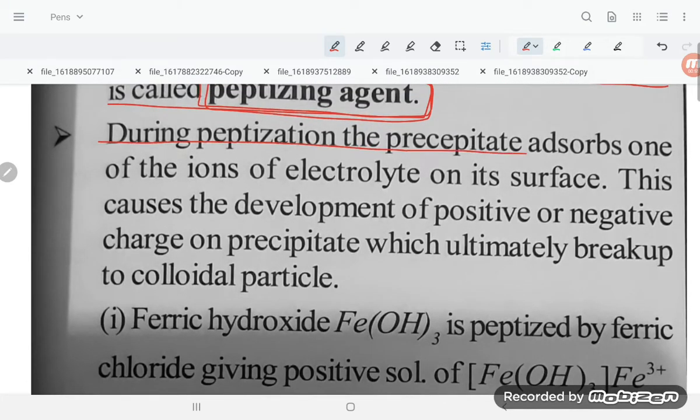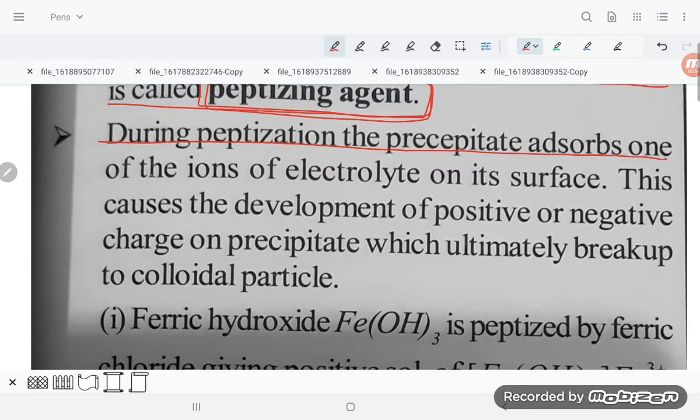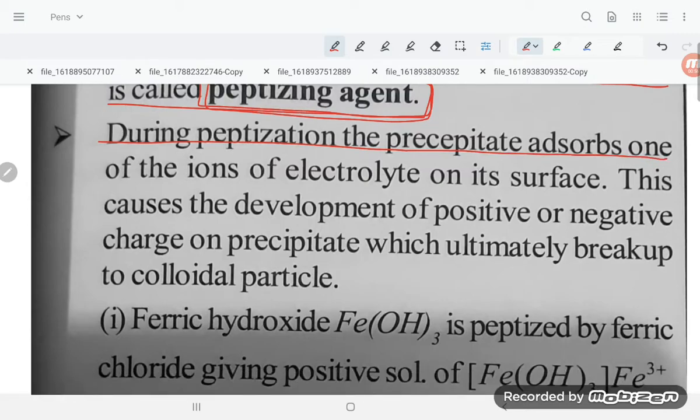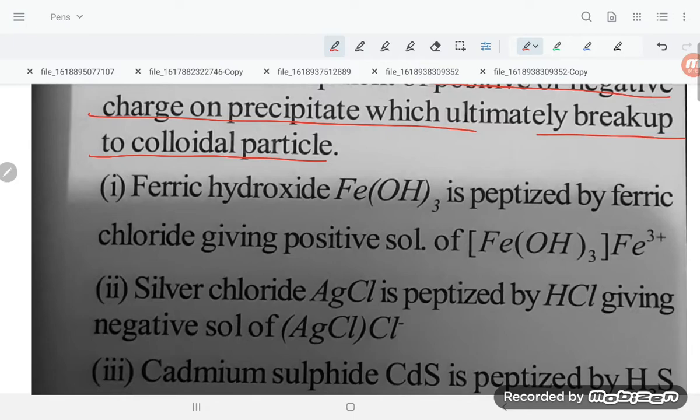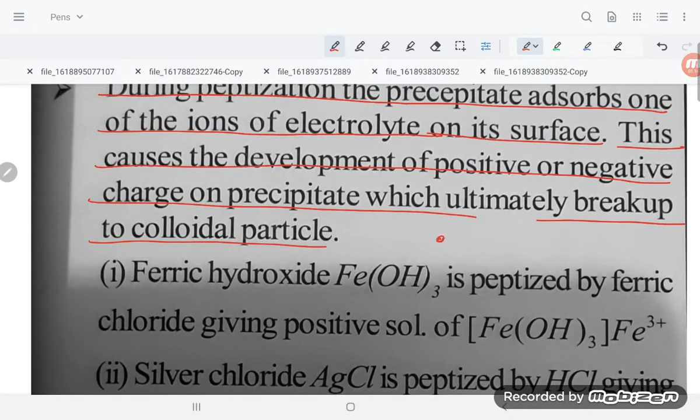During peptization, the precipitate adsorbs one of the ions of the electrolyte on its surface. This causes the development of positive or negative charge on the precipitate, which ultimately breaks up into colloidal particles. Whatever the precipitate is, when you add the electrolyte, one ion of this electrolyte will be adsorbed on the precipitate particle.